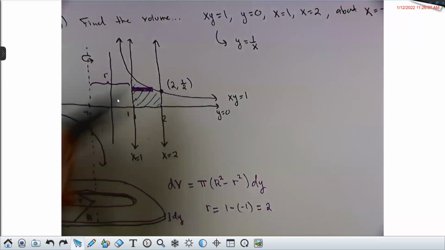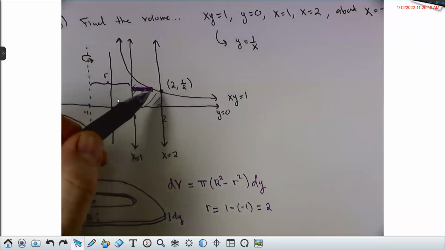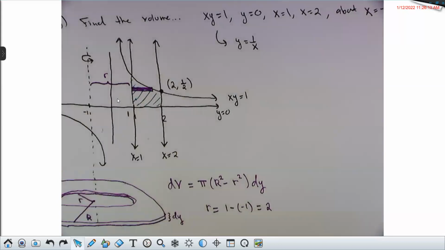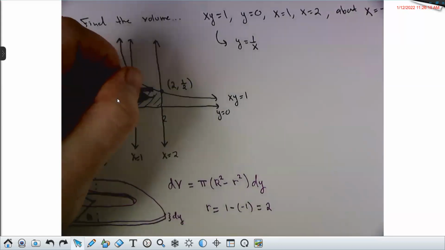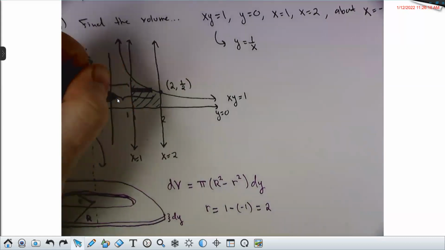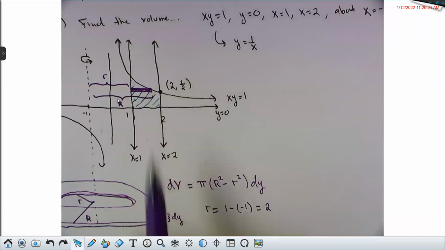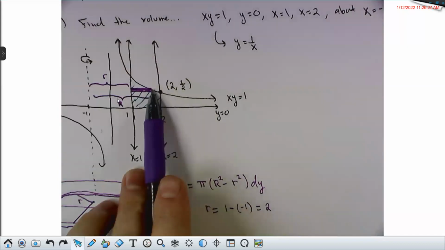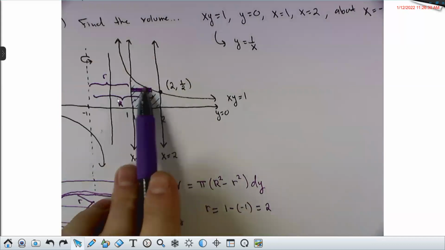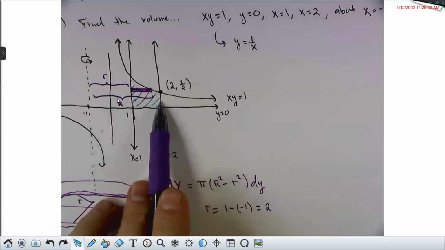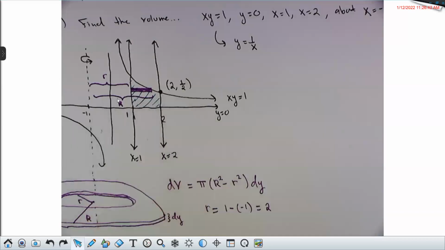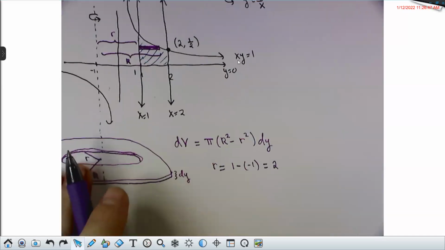If the strip is above this point, then capital R, the outer radius, is this distance, right? Then capital R comes from this point on the curve where the strip hits this curve. But if the strip is below this point, like down here, then capital R is constant. So in other words, capital R here is a piecewise function of y. Capital R is somewhat complicated.